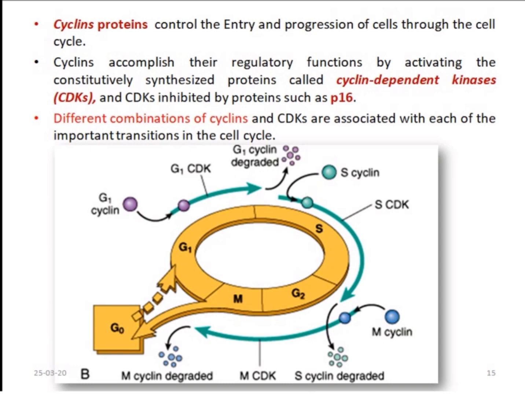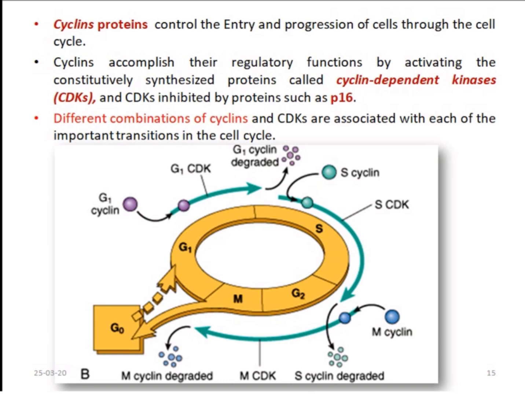So here these CDKs get activated, and once the process is moving to the next phase, it is compulsory that the previous cyclin has to degrade, because once that cyclin degrades, that particular CDK will stop functioning. That cyclin is needed for that CDK, and that CDK is needed to regulate that particular process in that phase itself, right?